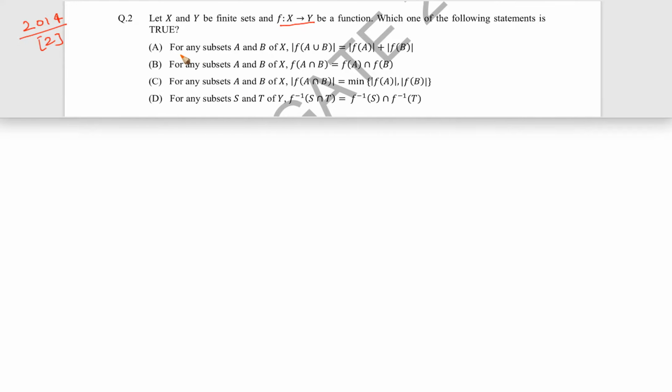In the first statement they are saying that for any subsets A and B of X, so A is a subset of X, similarly B is a subset of X, the cardinality of f(A union B) is equal to the cardinality of f(A) plus the cardinality of f(B). So is it the case that if we take the union of A and B, and then the function gives whatever set, the size of that set is equal to the addition of the individual sets that we are getting from f(A) and f(B)?